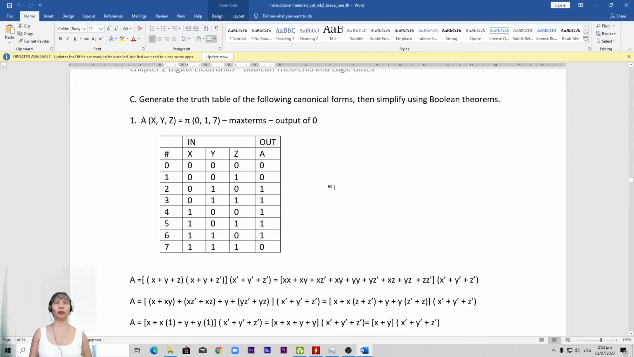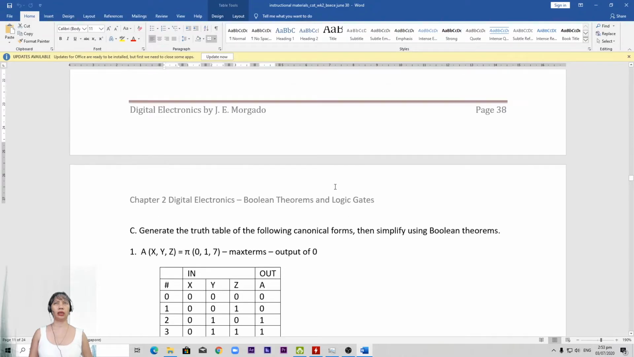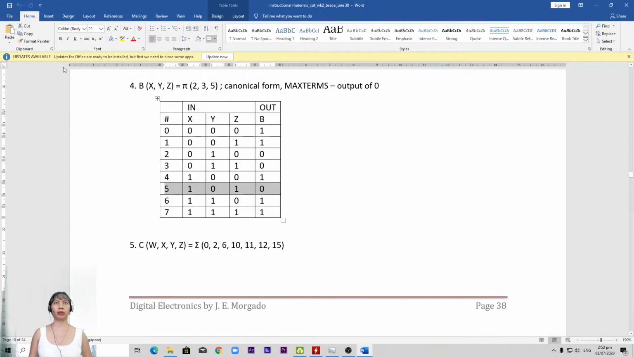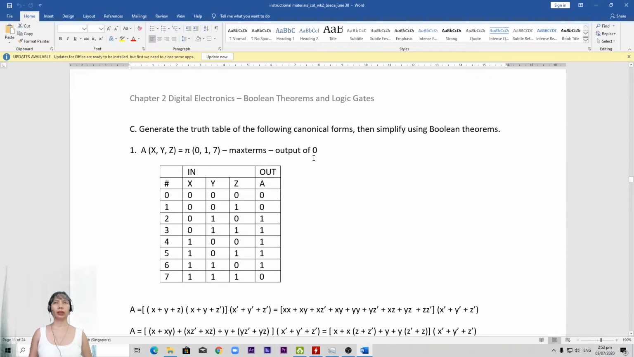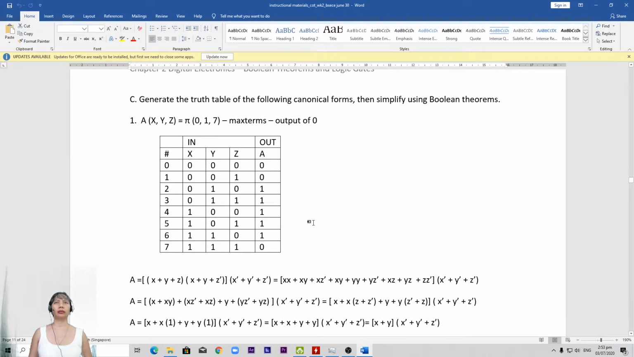So number 1 is just like what we recently finished, but the difference is we have to do some simplification using Boolean algebra. Again, output A as a function of xyz is equal to pi 0, 1, 7. Again, pi means max terms. When you say max terms, for the given terms the output is 0.